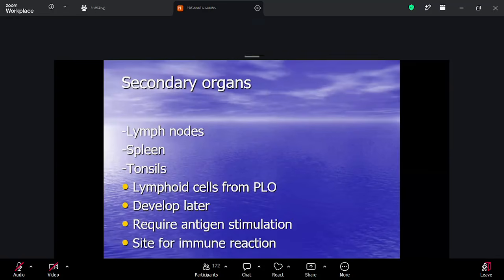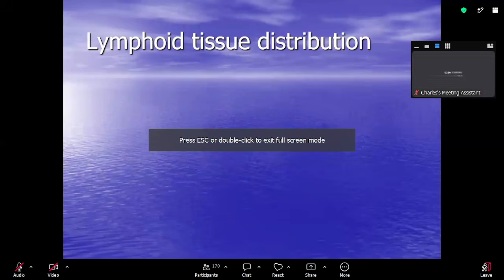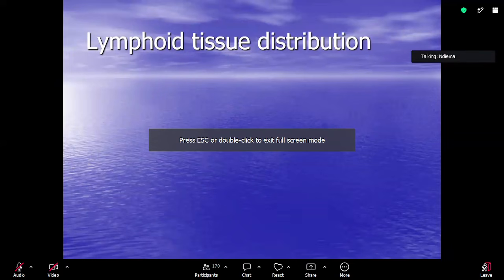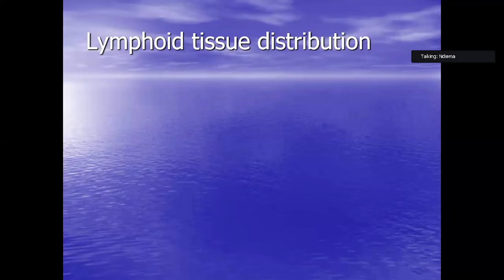The primary lymphoid follicle will normally not be exposed to antigens. There are aggregates of lymphocytes, but it lacks the germinal center. The germinal center is where we have activation of the lymphocytes.